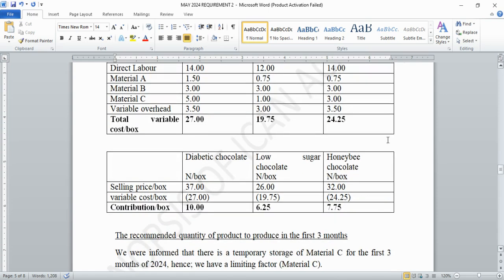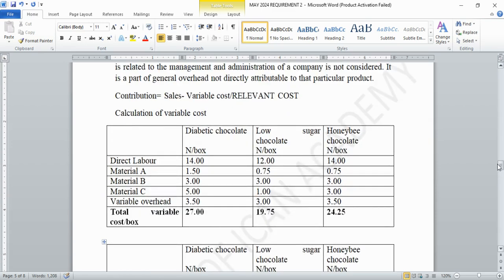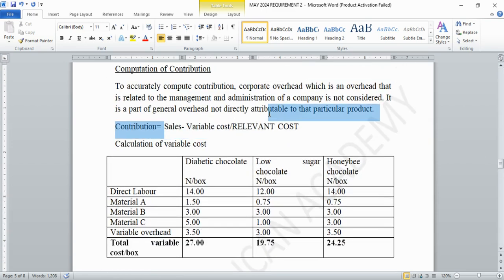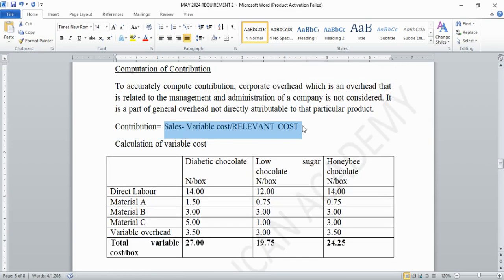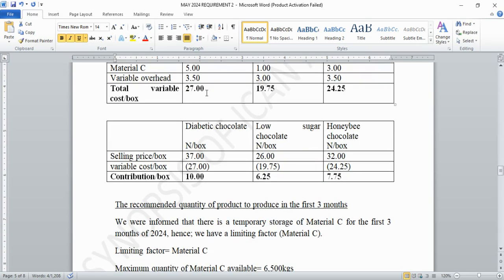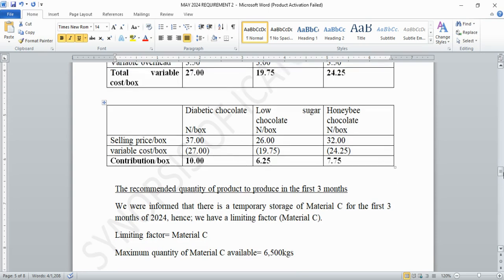So now, to get our contribution, our contribution, like we said, is what? The sales minus variable cost. And I explained that variable cost considers the relevant cost. So that's the reason why we are only considering the variable cost. All right, so sales minus the variable cost that we considered here will give us our contribution per box. All right, so now the question asked us to determine the quantity they should produce and the quantity they should sell in the first 3 months. So now what's the recommended quantity?